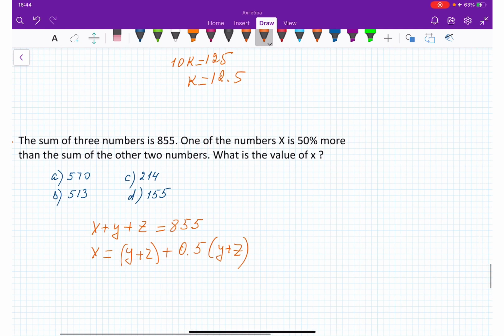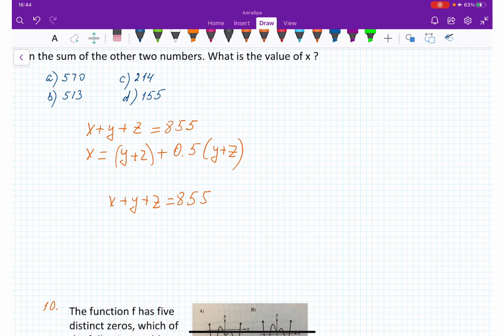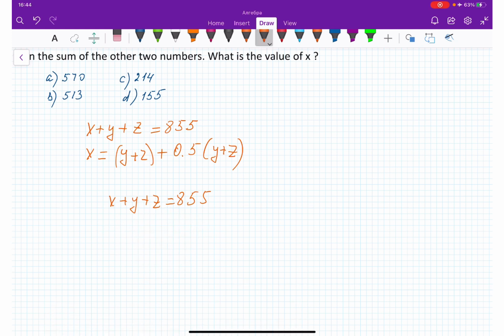Okay, let's make a system of equations. So x plus y plus z is equal to 855. Why are we creating a system of equations? Because if you have more than one variable, and we have all three, then we need a system of equations to solve it. And from here, x is equal to 1.5, since those are like terms, right? Here is 0.5 of (y plus z). Here is 1 of (y plus z). So it's going to be 1.5 of (y plus z).